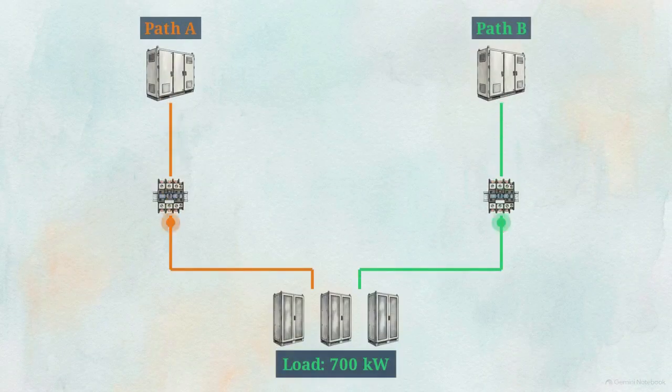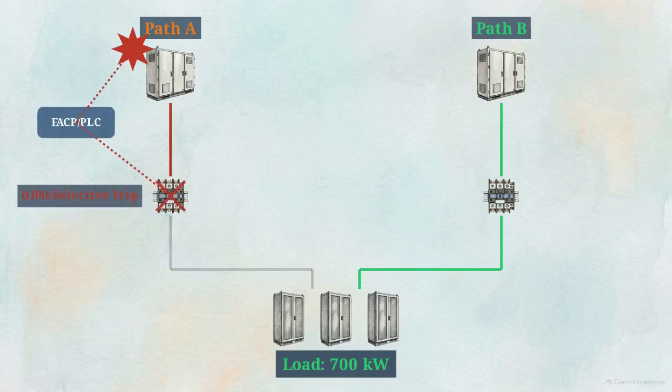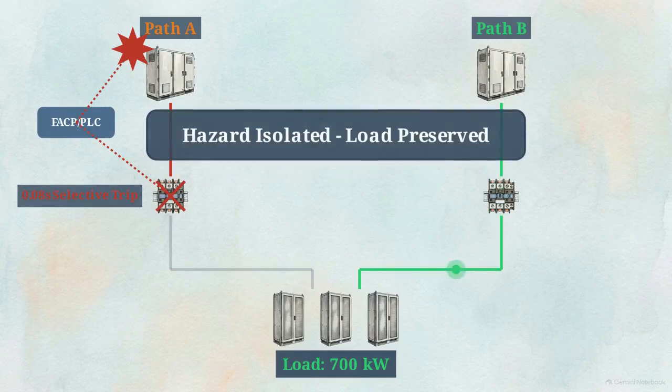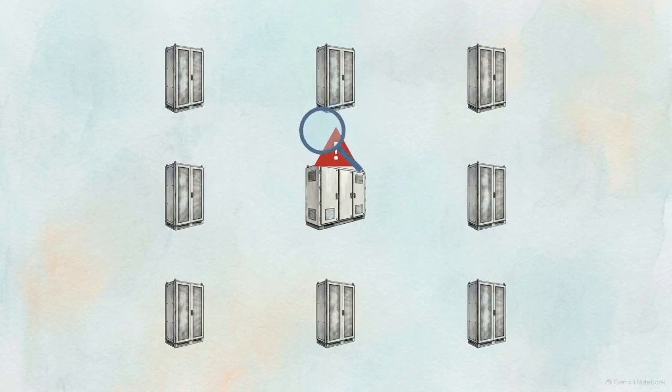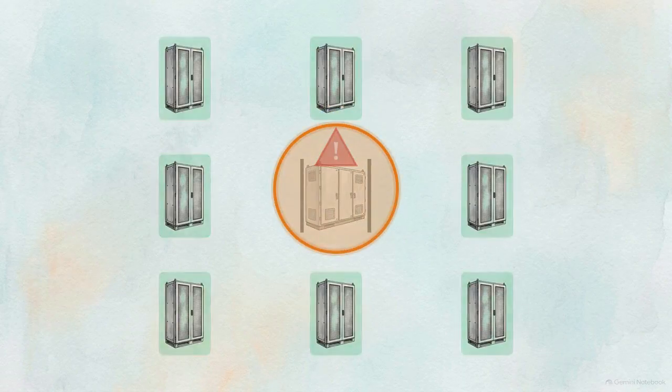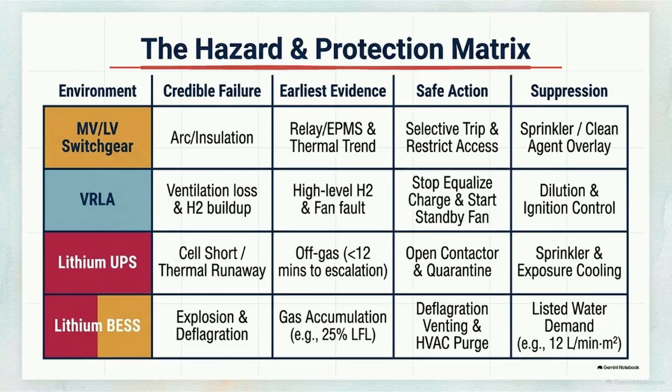Selective isolation works differently. By executing a supervised logic command in under 1/10 of a second, the system removes the specific hazard while preserving the healthy alternate path and the 700 kilowatt critical load. Treating all power anomalies identically creates avoidable common mode outages. Life safety requires classifying the specific hazard first, allowing for the isolation of the exact fault without dropping the entire building. This hazard and protection matrix is the foundational blueprint used to assign the correct detection and response architecture.